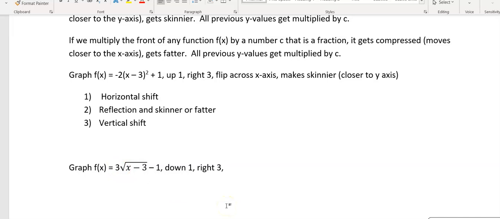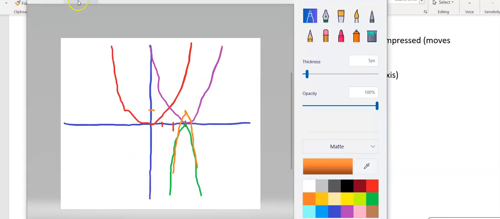Now, it's going to be easier to think of it as closer to the y-axis, because thinking of the square root function as getting skinnier is kind of hard. It doesn't look like it's getting skinnier. It's getting closer to the y-axis. So let's go ahead and draw our square root function and start these shifts. We're going to start with that horizontal shift. We're going to shift it three places to the right.